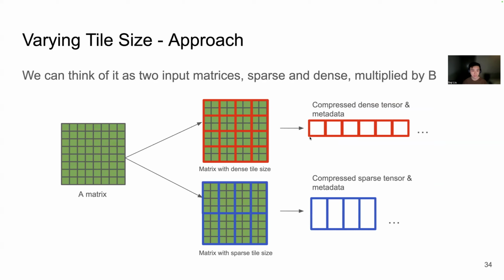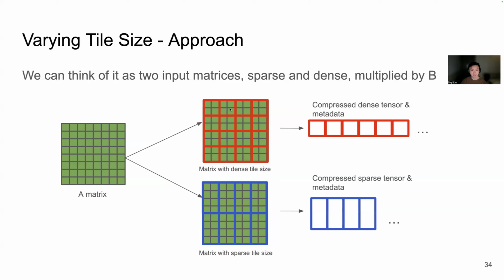What we can do here is think of it as two different input matrices, one for sparse and one for dense. As you can see here, we have the A matrix, and we can mask our tiles onto the matrix. Imagine this is our dense configuration. Now we can divide it into 16 pieces. And imagine our sparse tile configuration is 4 by 2. This lets us divide it into 8 pieces of sparse tiles. After that point, we can compress this matrix into our dense tensor as well as its metadata. And we can do the same for the sparse tensor.